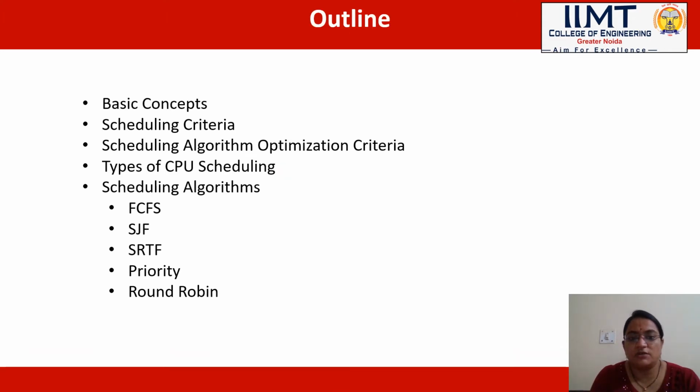So, these are the outline of today's lecture. First, I will discuss the basic concept of CPU scheduling, scheduling criteria, scheduling algorithm optimization criteria, and types of CPU scheduling. There are so many scheduling algorithms. I will explain FCFS, SJF, SRTF, priority, and round robin.